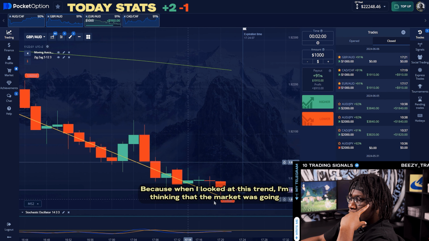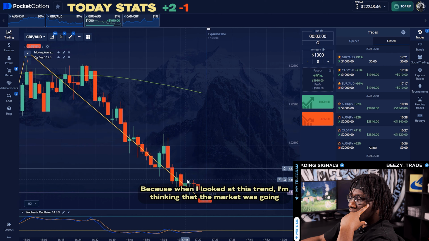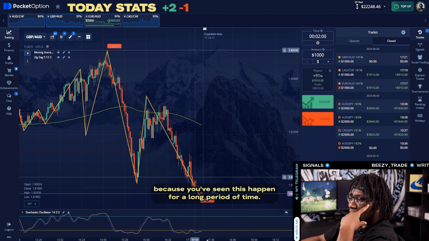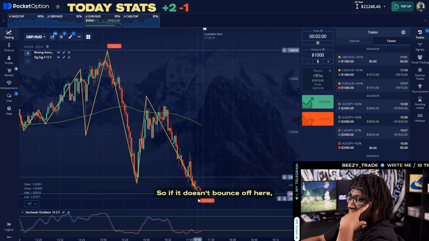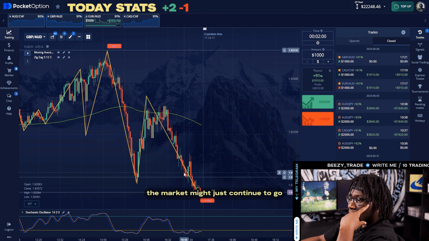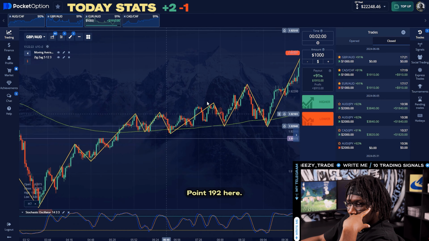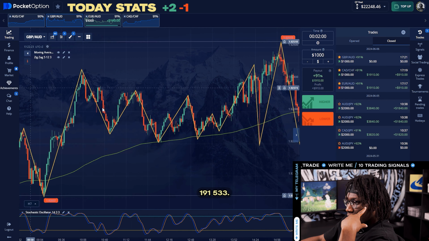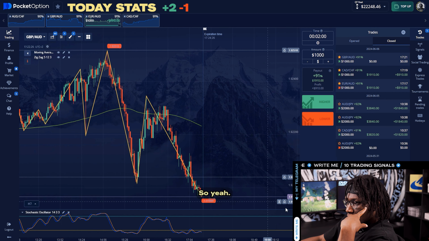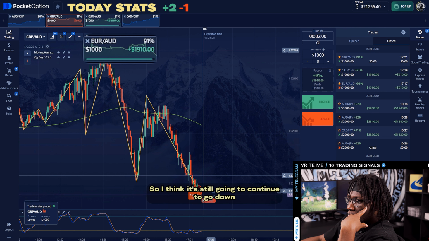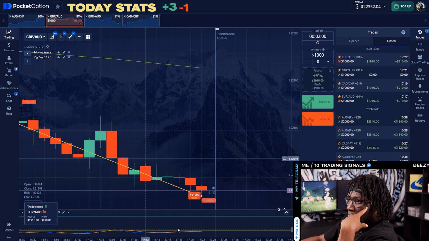When I looked at this trend, I thought the market was definitely going to pull upwards, because you've seen this happen for a long period of time. So if it doesn't bounce off here, the market might just continue to go all the way down to the lowest point, 191,533. So I think it's still going to continue to go down to that point.